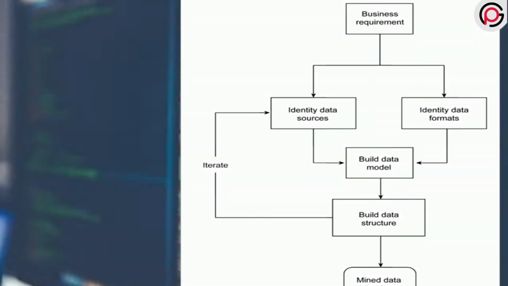Here you can see a model where you need to identify the business requirement first, and later we need to identify the data source from where we are going to extract the data. As I have said, the data can be available in different data formats. With different data formats, we need to extract and manipulate data in the format which we require in our business. At last, we can build those data structures where we can extract and use this data.